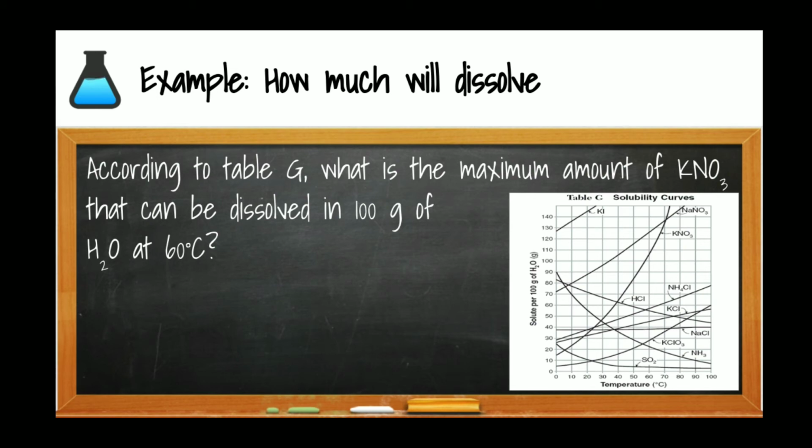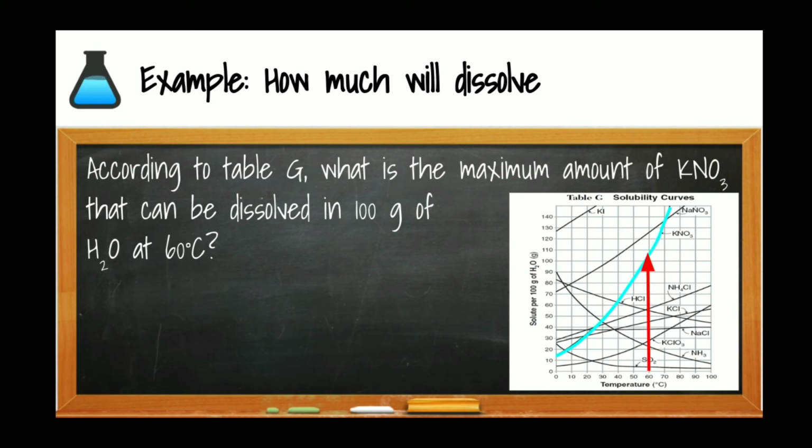Let's look at the next question. What is the maximum amount of potassium nitrate that can be dissolved in 100 grams of water at 60 degrees Celsius? So the first thing to do, again, is to find the curve you're looking for. We only want to look at the potassium nitrate curve and none of the other curves. So here's our potassium nitrate curve.